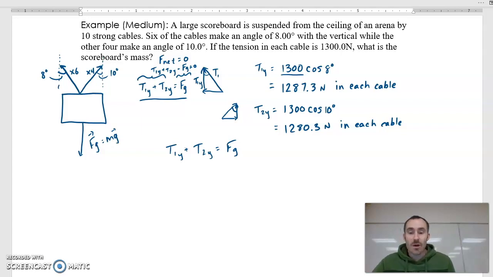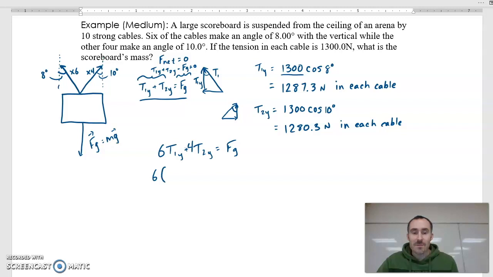So I know that T1y, well, it's actually 6 of them, right? So we should really go like this: 6 T1y's and 4 T2y's equal the force of gravity. That is true. Don't forget that there were 6 of one cable and 4 of the other. But again, that doesn't make much difference to us because we're just doing the same steps. It makes a difference to the answer if you forget it or not, but it doesn't make a big difference to the problem-solving process in this type of question.